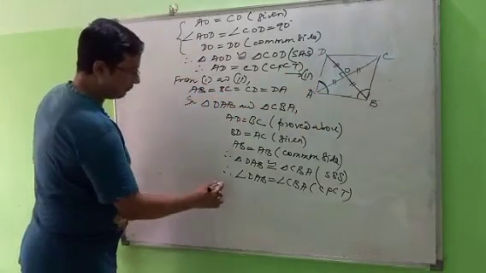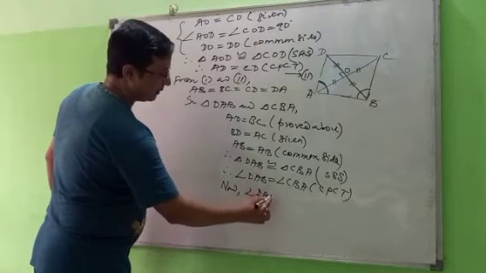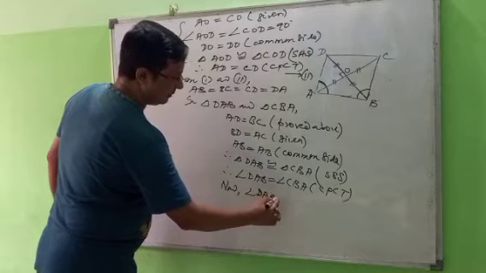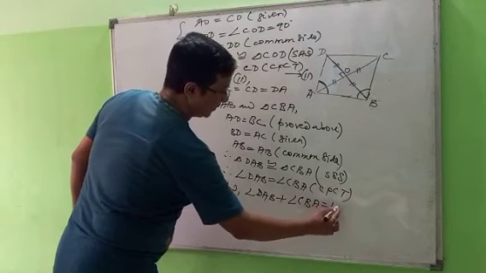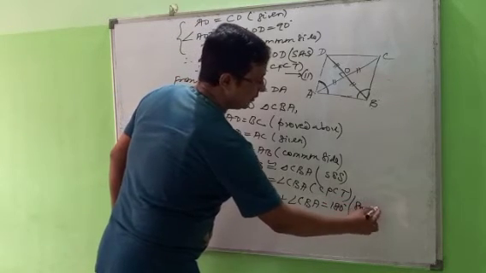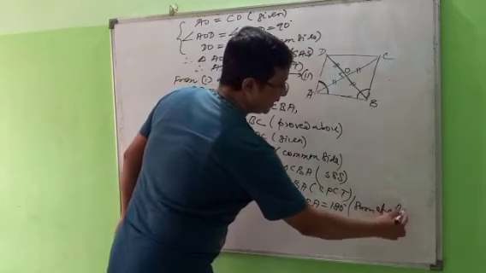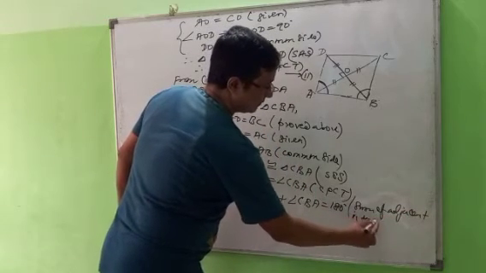So now angle DAB plus angle CBA equals 180. So this is the sum of adjacent interior angles.